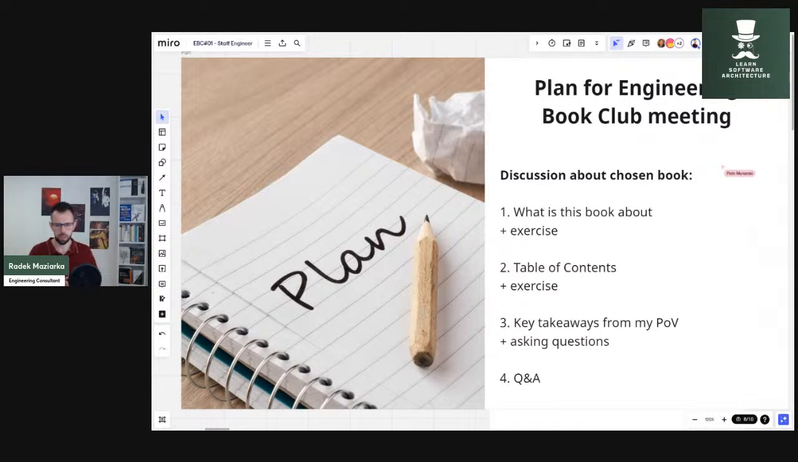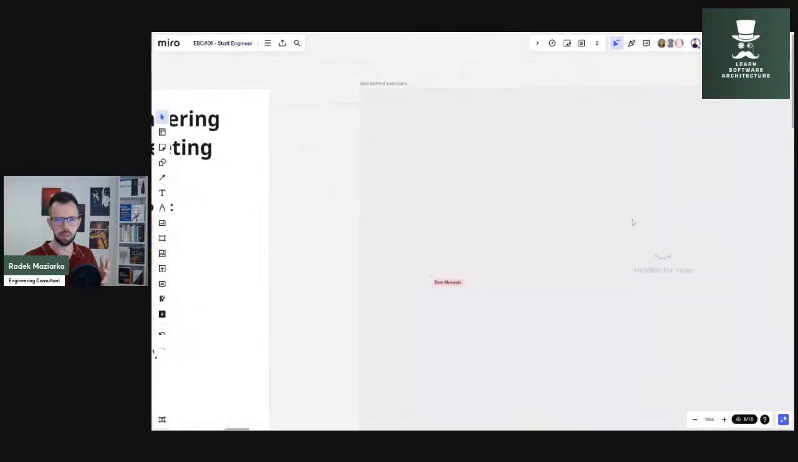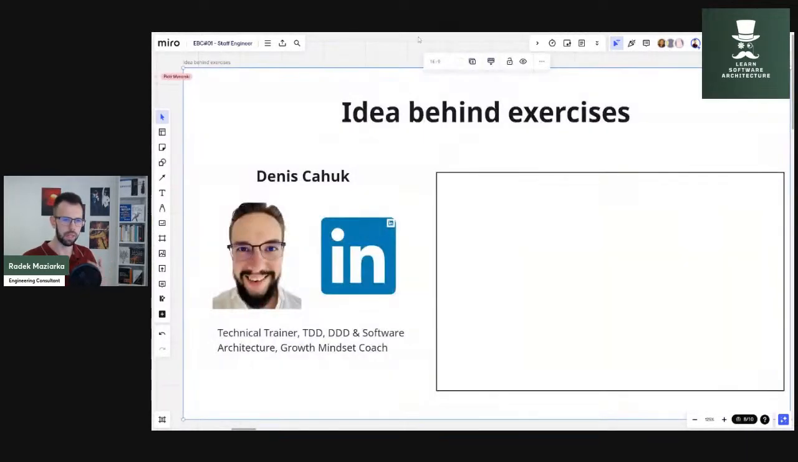Okay, so we're gonna jump to discuss the book in just a second, but first let me introduce you to some concepts behind the exercises. Why are we gonna have this exercise during our meetup? In our community there is this leader, Denis Kahuk. He is a technical trainer focused on TDD, DDD, and software architecture, and also a growth mindset coach. I recommend you to follow him on LinkedIn.